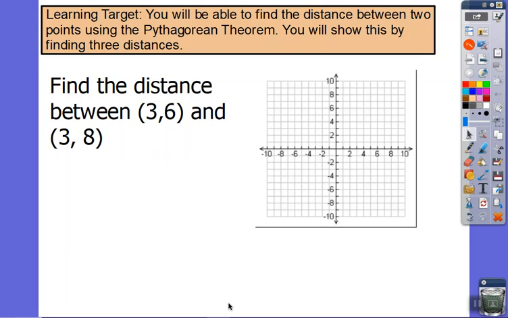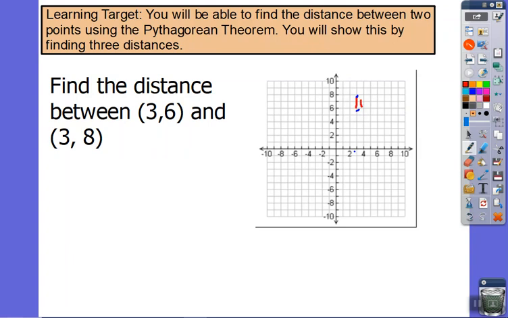Okay, so what we are looking at is the distance between 2 points. And we have a nice coordinate plane here. I'll do my best to get these dots, but with my finger, it might be a little challenging. Find the distance between (3, 6) and (3, 8). This first one's going to be nice and easy. So I'm going over to 3, going up to 6 and putting a dot there. I'm going over to 3 and going up to 8, putting a dot there. So I am connecting those two.